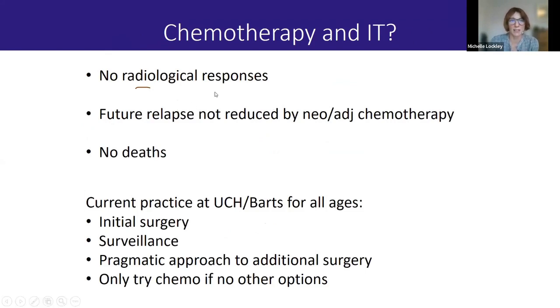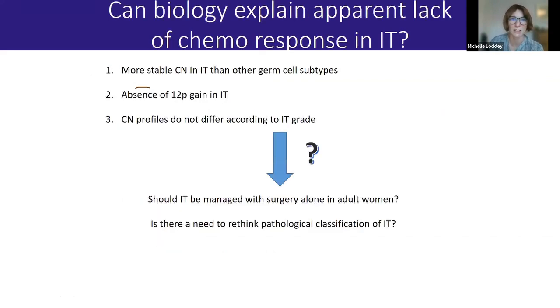So in immature teratoma, we didn't see radiological responses. We didn't reduce the chance of future relapse by giving neoadjuvant or adjuvant chemotherapy, and nobody died. And we kind of believe this, and we believe the paediatricians. They've got more experience of managing this disease than we have. And so our current regional practice at UCH and Barts for all patients with immature teratoma is they have their initial surgery, then we watch them. And we accept that they sometimes recur. And we take a very pragmatic approach to additional surgery. So we operate if it's giving them problems or if it's likely to give them problems in the future. And we'll only give chemotherapy if there's really no other options. And honestly, I've not done it in the 7 years I've been a consultant at UCH.